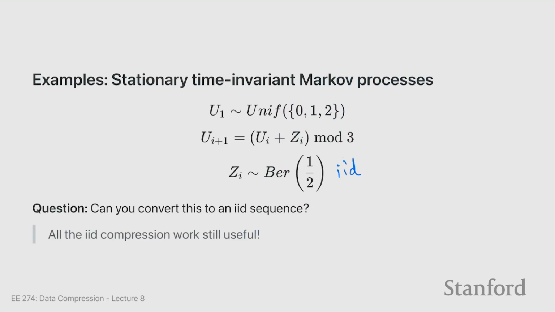Okay, this is probably the more interesting question from a compression perspective. Given this sequence that we just made, can somebody suggest a way to make it into an IID sequence? This is a Markov sequence, it has dependence, right? Can you help me make it into an IID sequence?